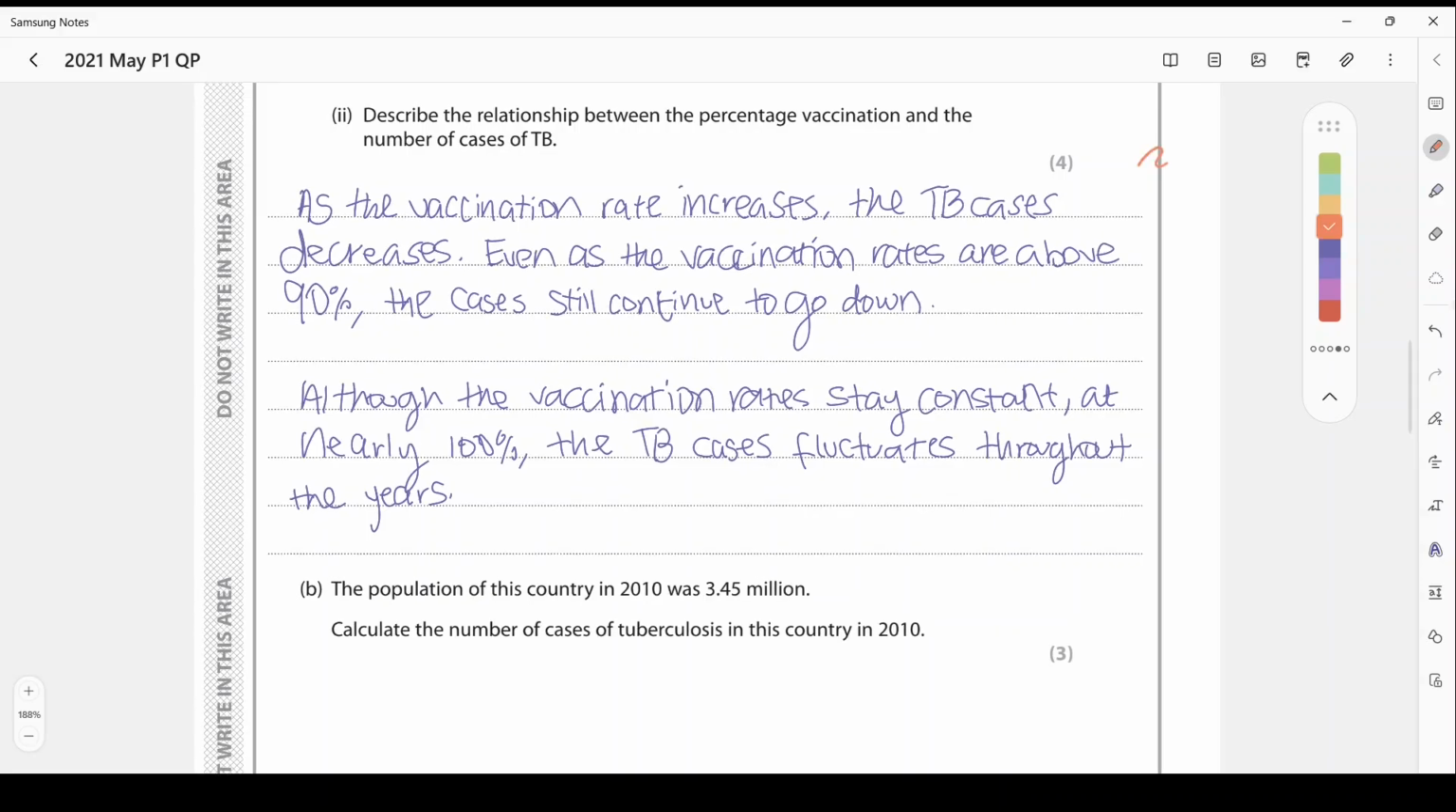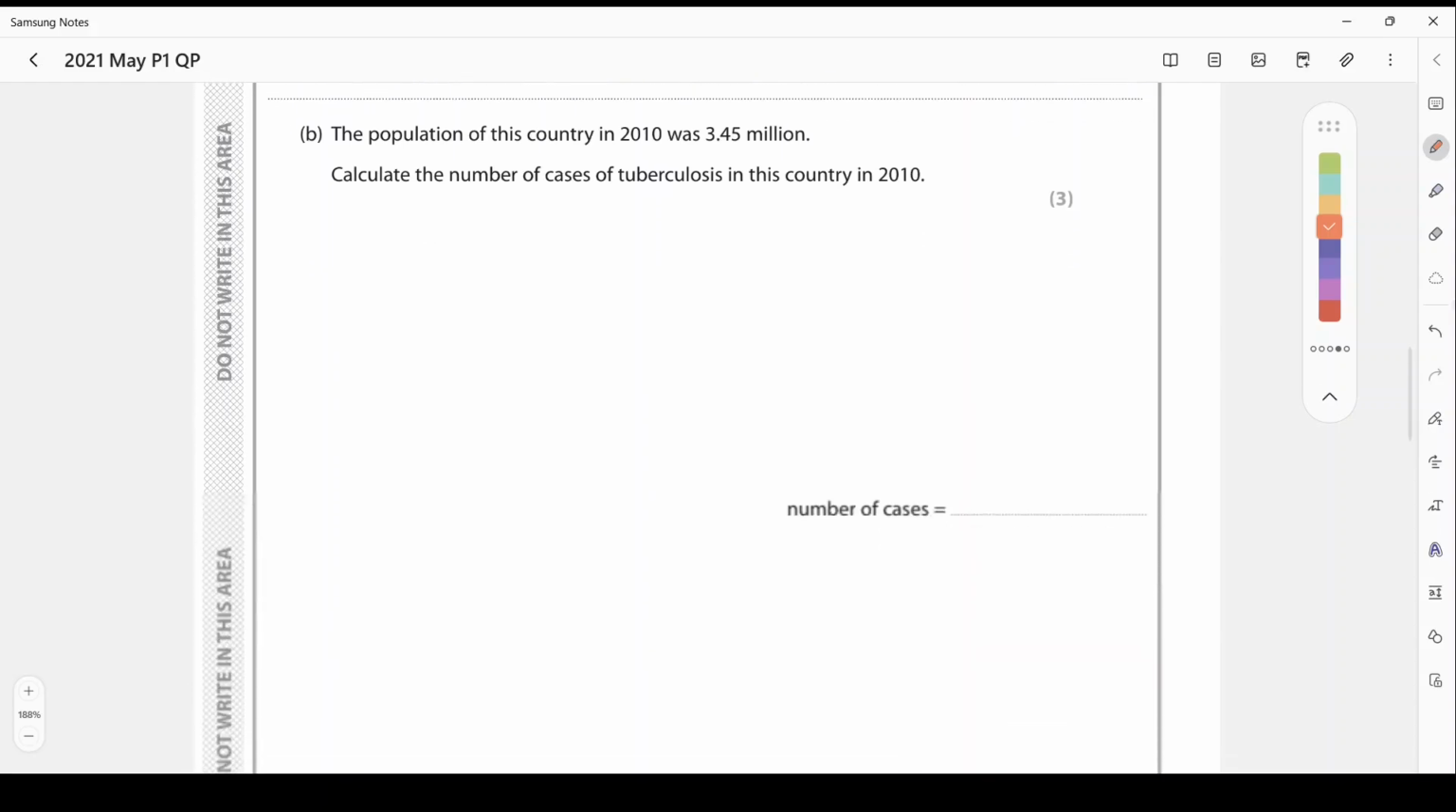So 1 mark is as the vaccination rate increases, the TB cases decreases. That's 1 mark. And then the second mark here, there is a lag in effect when it comes to this. So I mentioned that even though it's above 90%, cases still continue to go down. So there's a little bit of a lag there. So the third and the fourth mark would be these 2 points here. So even though the vaccination rate stays constant, the TB cases fluctuates. Yeah. All right, so let's move on to part B.